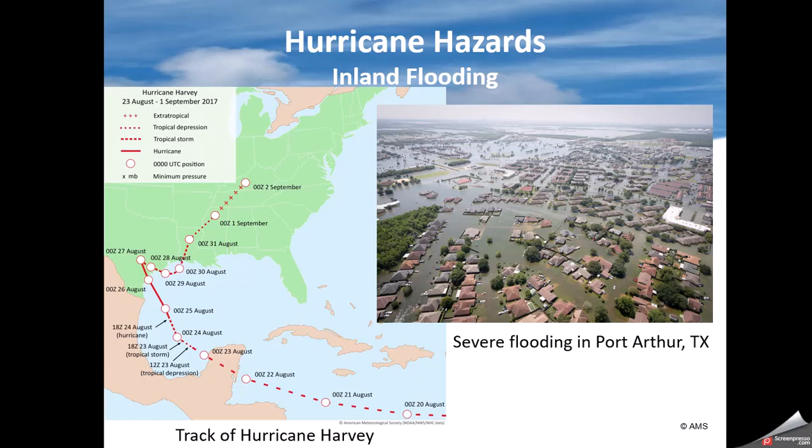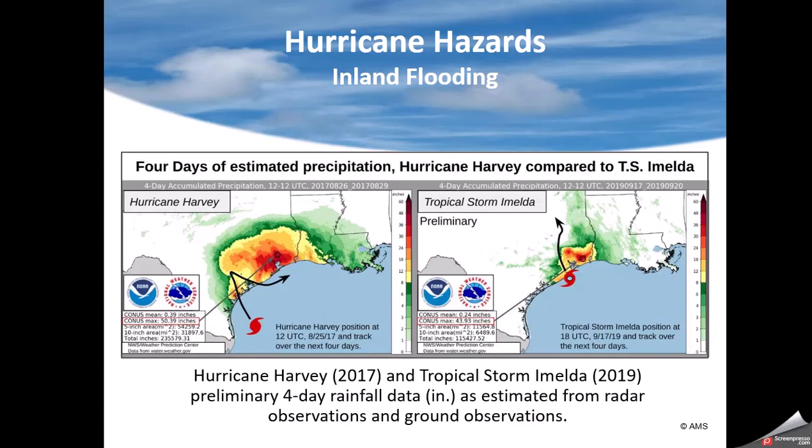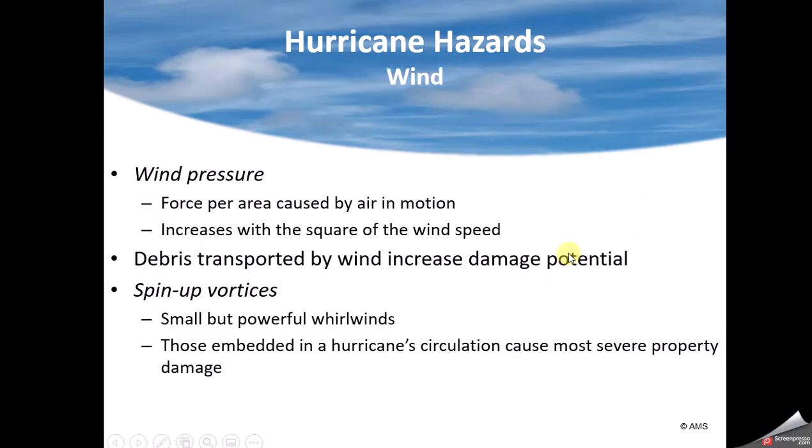Here you can see, for example, severe flooding in Port Arthur, Texas. There was tremendous rain, for example, from Harvey. It flooded the Houston area tremendously, giving them well over 50 inches of rain in some spots. Think about that. 50 inches of rain over several days. That's going to flood anybody. And you can see some more in this area as well from Amelia.